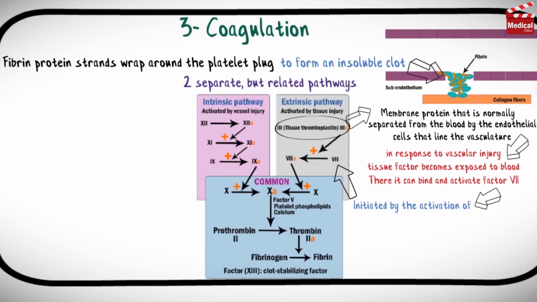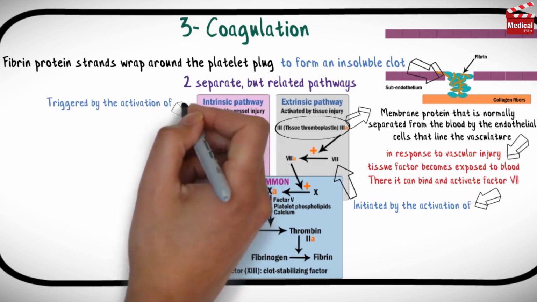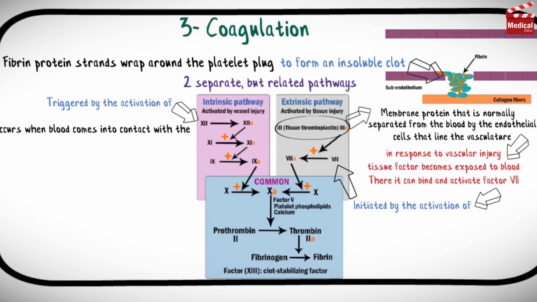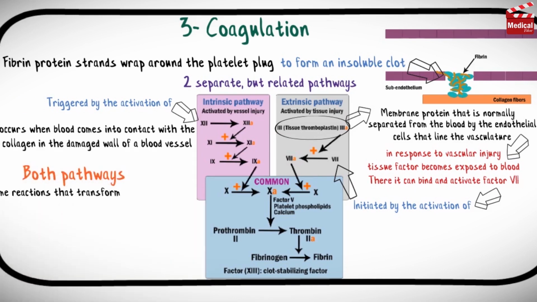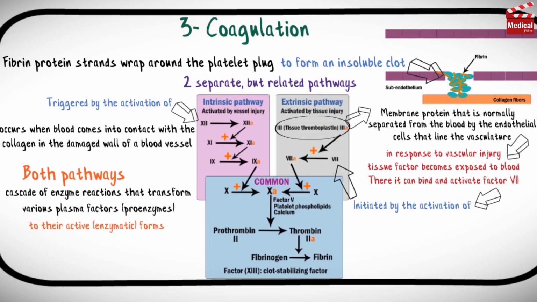The intrinsic system is triggered by the activation of clotting factor XII. This occurs when blood comes into contact with the collagen in the damaged wall of a blood vessel. Both the extrinsic and the intrinsic pathways involve a cascade of enzyme reactions that transform various plasma factors, proenzymes, to their active enzymatic forms.